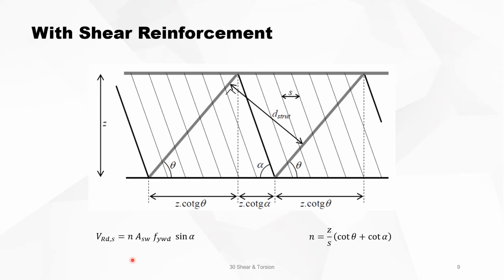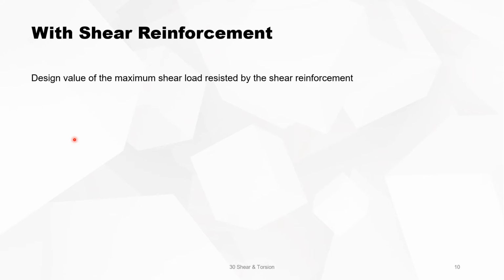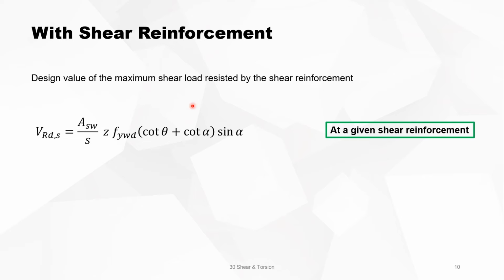And then we have seen that VRDS is N times ASW times fywd times sine alpha. So in fact this is just the force in the stirrup section, and the number N is then equal to this. The design value of the maximum shear load resisted by shear reinforcement, at a given shear reinforcement, is then equal to this formula that we have just now seen.